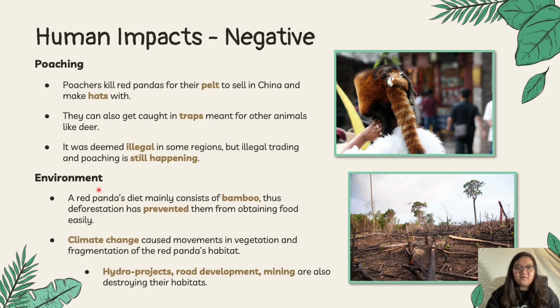In terms of the environment, a red panda's diet mainly consists of bamboo. Thus, deforestation has prevented them from obtaining food easily. Climate change caused movements in vegetation and fragmentation of the red panda's habitat. Hydro projects, road development, and mining are also destroying their habitats.